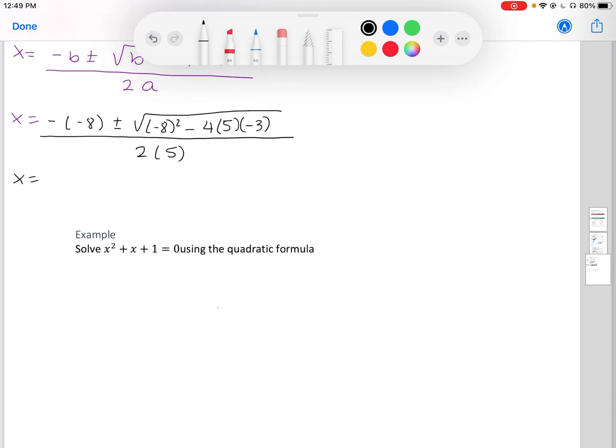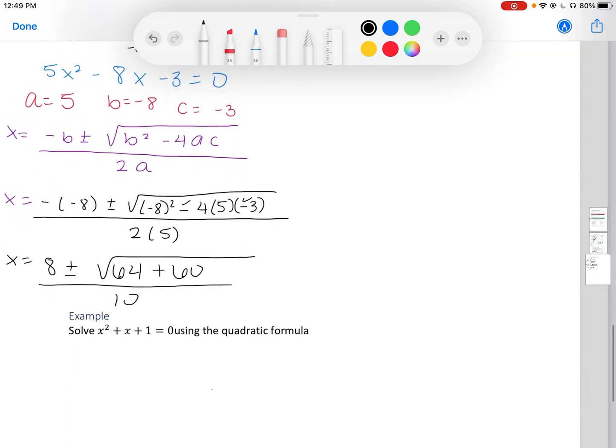So negative 8 is positive 8, plus or minus the square root of. Negative 8 squared is positive 64, and negative times a negative is a positive. So I'll set up my sign first. 4 times 5 times 3 is 60. 4 times 5 is 20. 20 times 3 is 60. All divided by 10. Alright, so this is just like our last problem, but our signs were different.